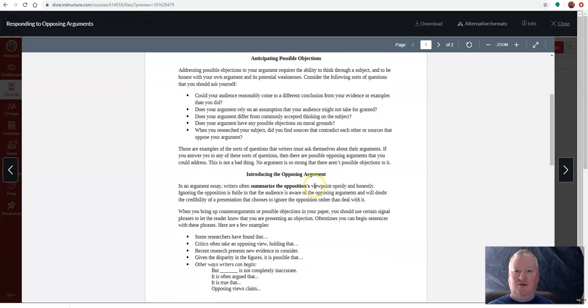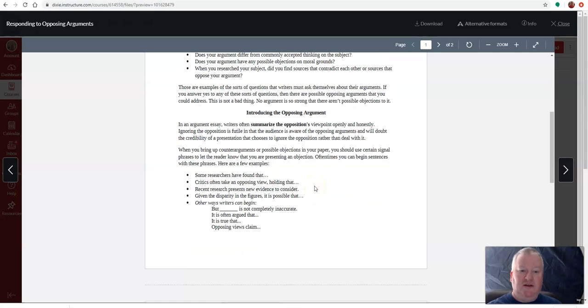Okay, so in my argument essay, I would summarize the opposition's viewpoint openly and honestly. I would rely on a source. As I mentioned, you should incorporate at least one. Ideally, you'll incorporate two opposing viewpoints. And you could use these phrases: some researchers have found that, or critics often take an opposing view, holding that teenagers may have more access to marijuana if the prohibition on marijuana is lifted.